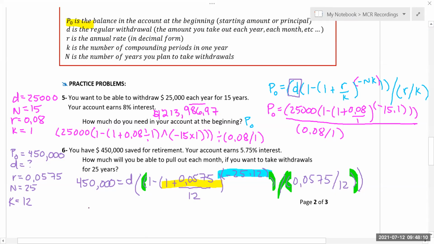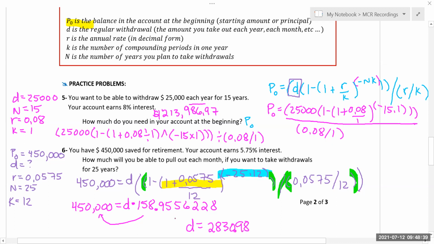Once you have that number, you should get 450,000 equals D, and all of that should turn into 158.9556228. Don't round it. Divide it over, so 450,000 divided by that, and you find that every month you can take a nice hefty $2,830.98.